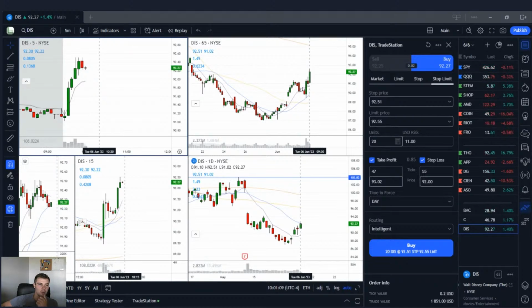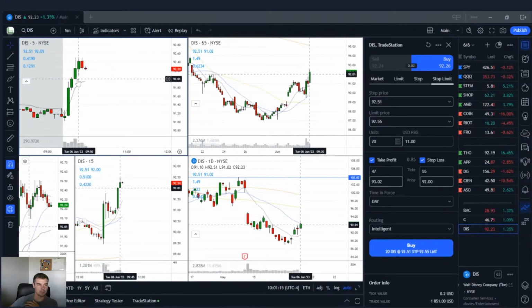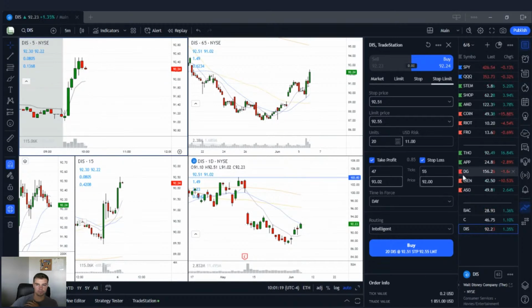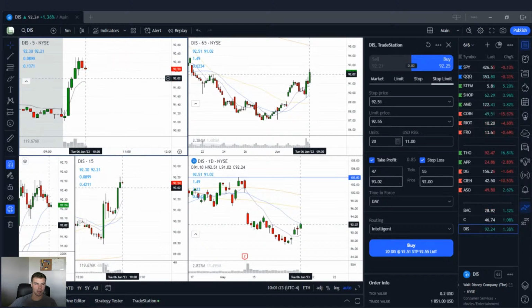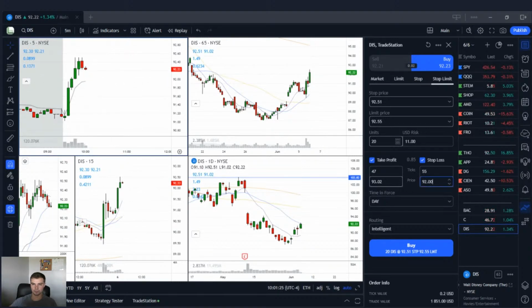Especially with such a tight stop on Disney, I'd really like to see it retest, man. Really like to see that retest. I might tighten it up just a little bit more, just so I can get out before that whole number at 93. There we go.